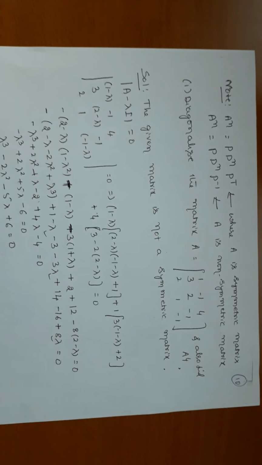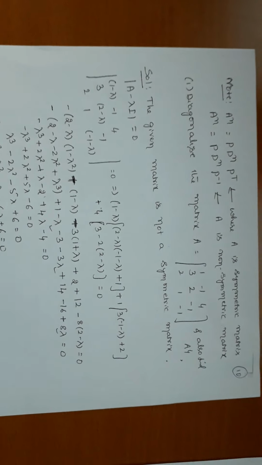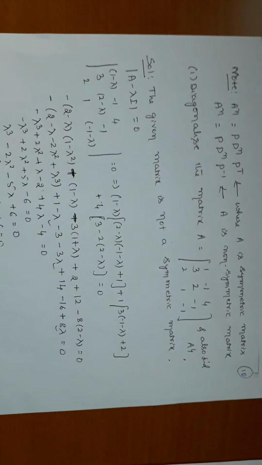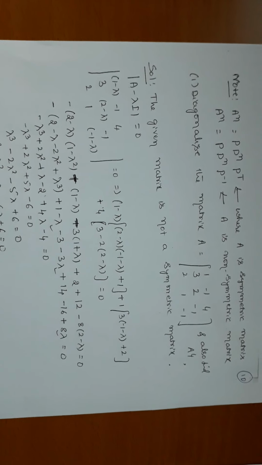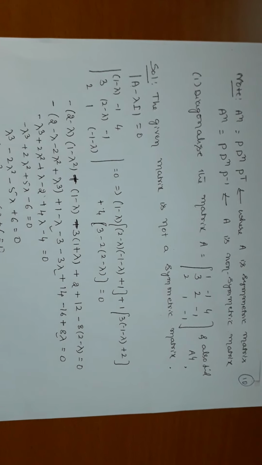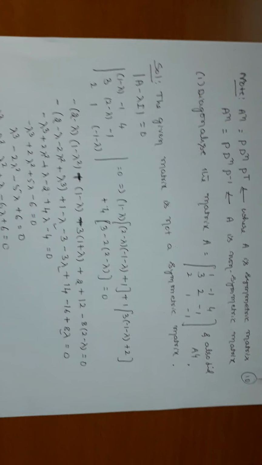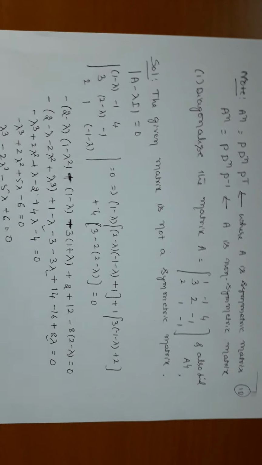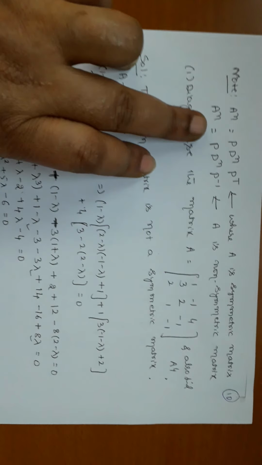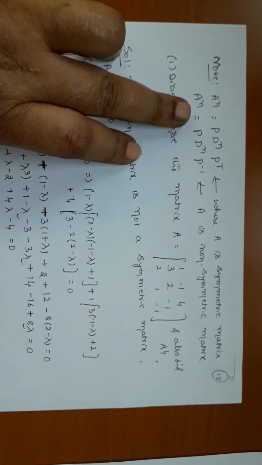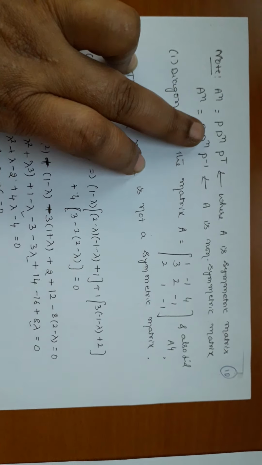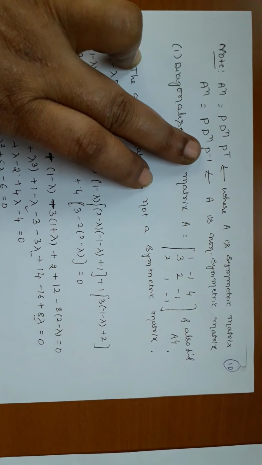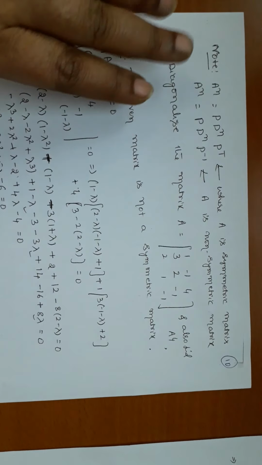Please observe, from the last video, in this video I only discussed two problems. Both the problems are different. But my aim is, suppose I solve one problem and the concept is clear, then the next is easy to solve. Okay, moving to the next one. This type of problem we already solved in your first year. A power of n equals P into D power of n into P power of T, where A is a symmetric matrix.